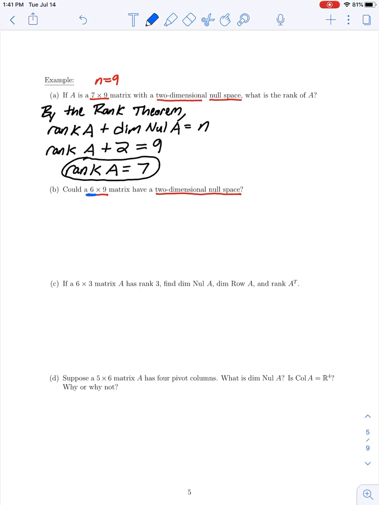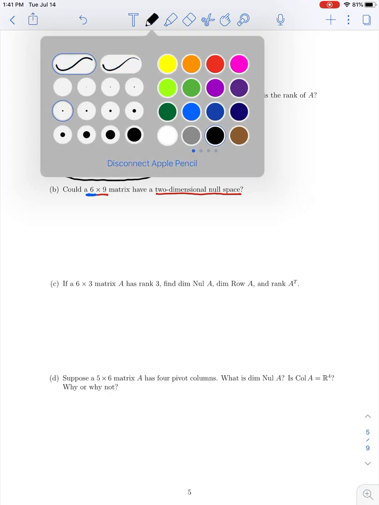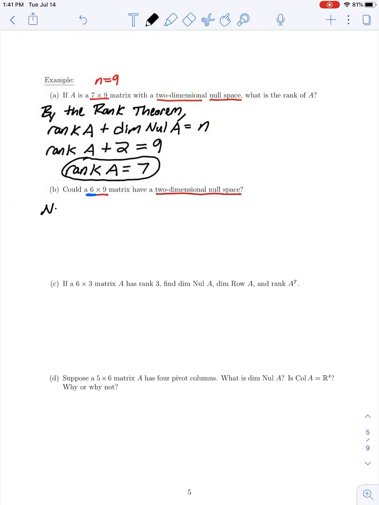Now, in this example, the matrix that we're working with is a 6x9 matrix. That is, each of the columns of this matrix is only a vector in R6. Therefore, it could have rank or dimension of that column space at most 6. But we saw from the rank theorem that if our dimension of the null space is only 2, then the rank would have to be 7. So here this is not possible. Let's write out our justification in more detail. So no, this is not possible.